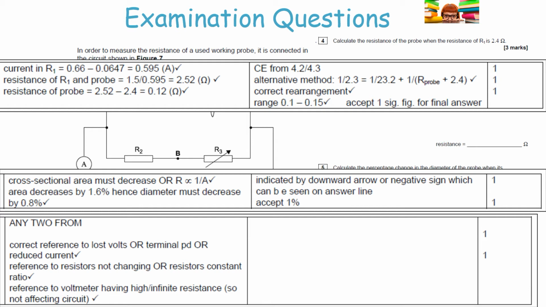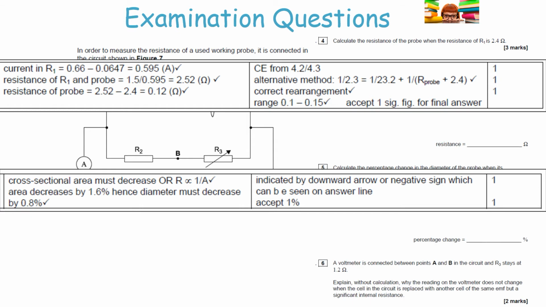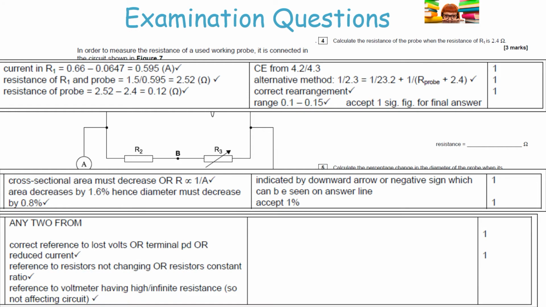But that means that the actual ratio of splitting will be the same, because once it has left the power source, you're going to have the same splitting in those values. So you can see that the resistors aren't changing, so there's a constant ratio, or you could say that the voltmeter has an infinite resistance, so the values are not going to change because the ratios of how it splits will stay the same.